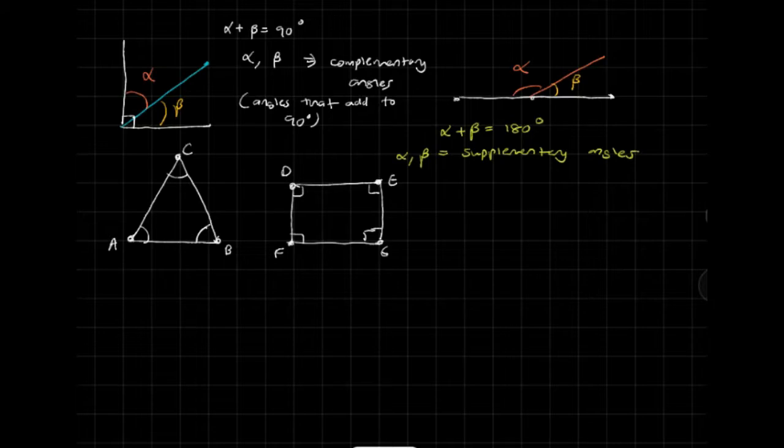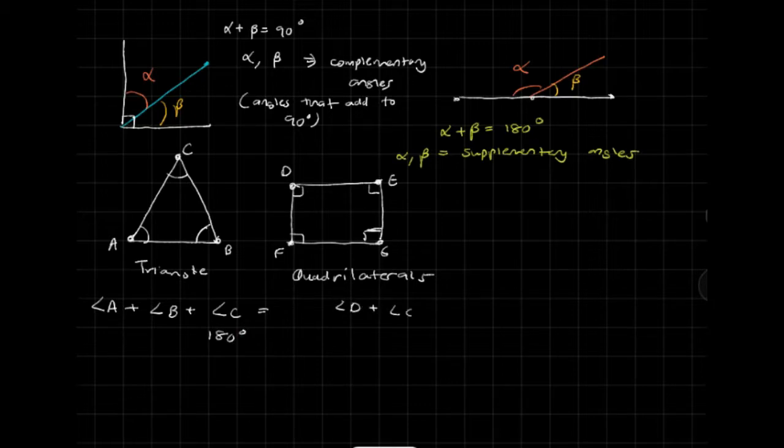Now we know three-sided figures are all triangles. Four-sided figures are called quadrilaterals. So here's a triangle, and we know that the sum of the angles of a triangle adds up to 180. All quadrilaterals add up to 360.